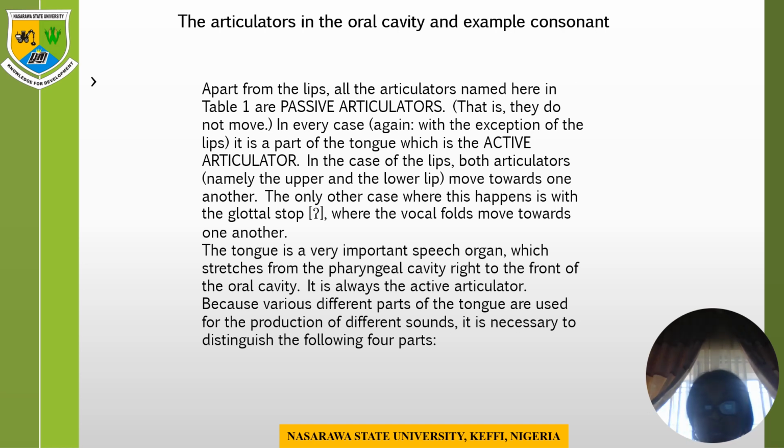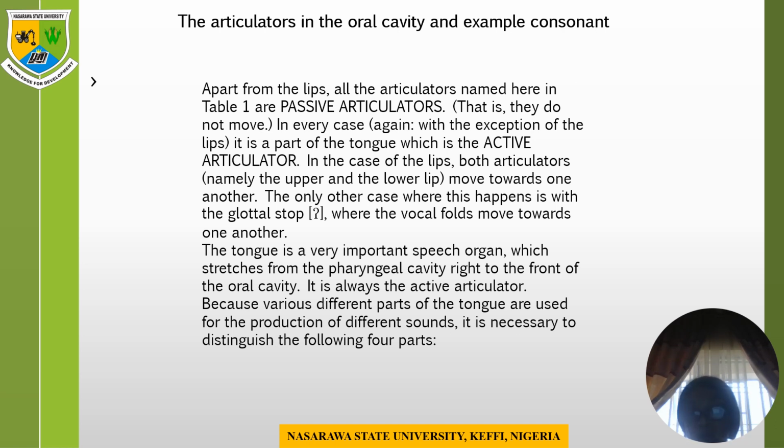Apart from the lips, all the articulators named here in Table 1 are passive articulators, that is, they do not move. In every case, again, with the exception of the lips, it is a part of the tongue which is the active articulator. In the case of the lips, both articulators, namely the upper and the lower lip, move towards one another. The only other case where this happens is with the glottal stop, where the vocal folds move towards one another. The tongue is a very important speech organ which stretches from the pharyngeal cavity right to the front of the oral cavity. It is always the active articulator.